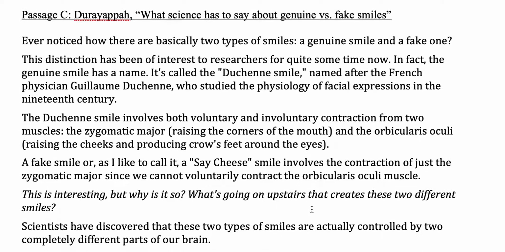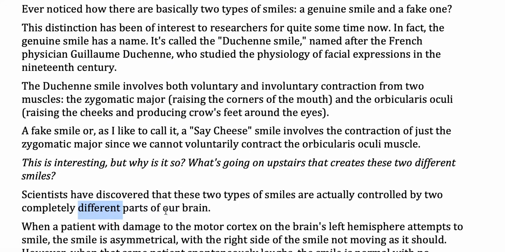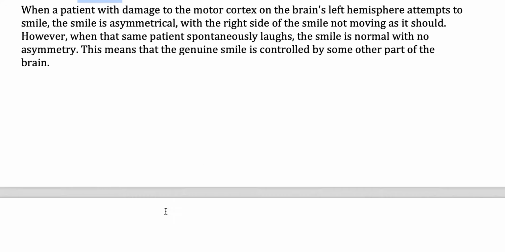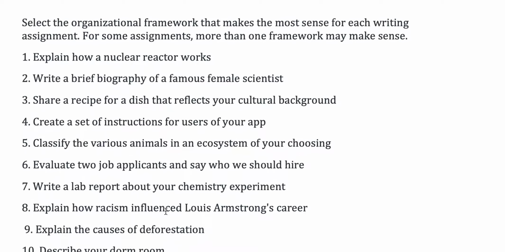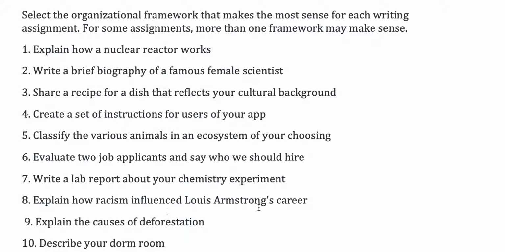Take a look at the signal words that you notice in the Duryapa text. There's two types, two topics, genuine and a fake smile. This distinction, right? Both. There are different parts of the brain, right? This is compare contrast. Now, how might we go about using some of these frameworks in our own writing?